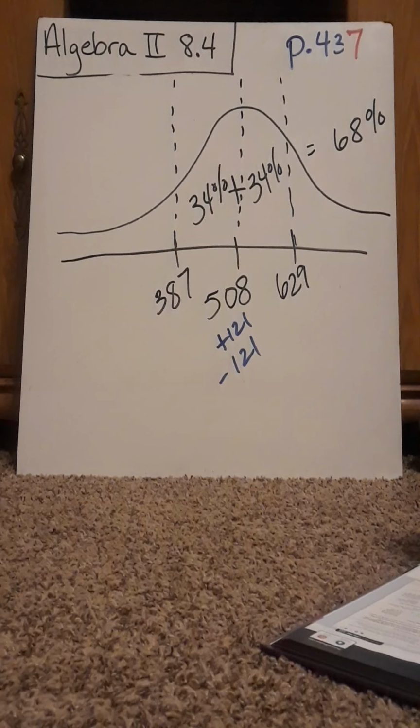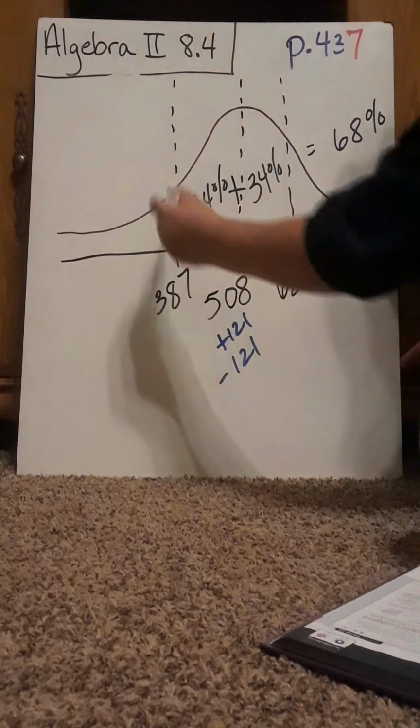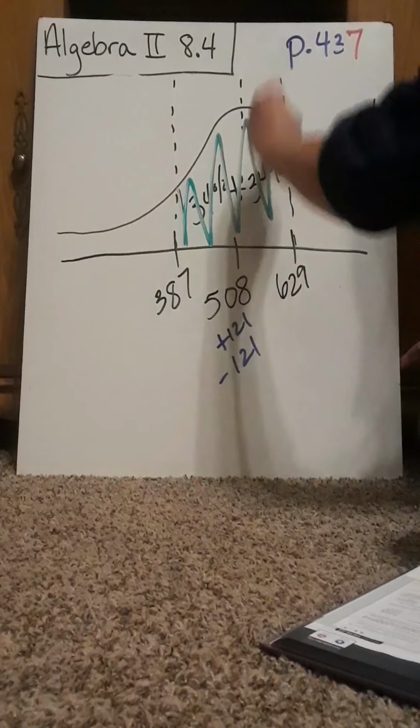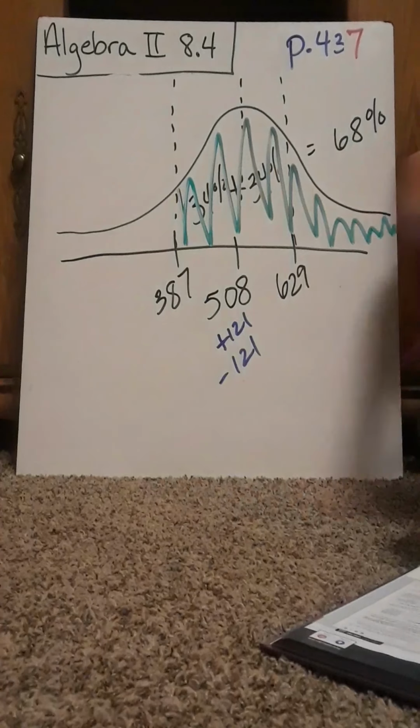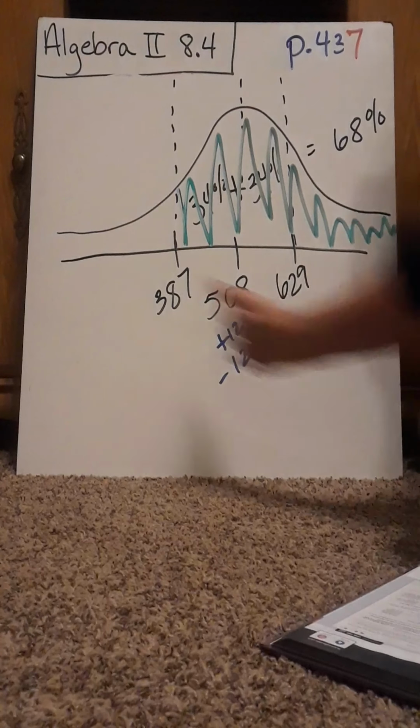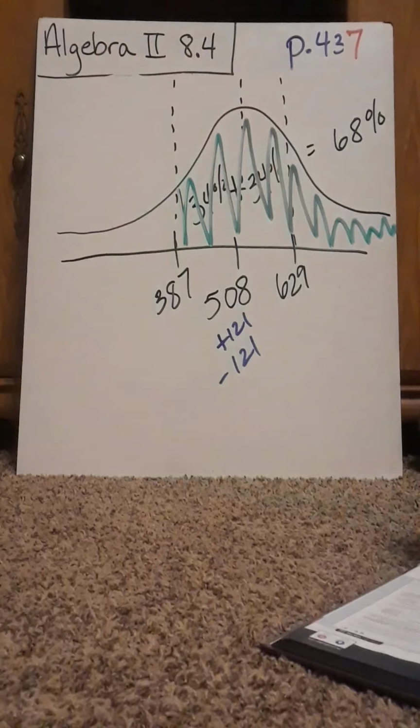So greater than 387 would be this part of my graph right here. It would be everything from here over. Okay? I want to know what percentage of the data values that is, or what percentage of the graph that is. So there's probably a couple ways to figure that out, but here's what makes sense to me. Here's how I would do it.